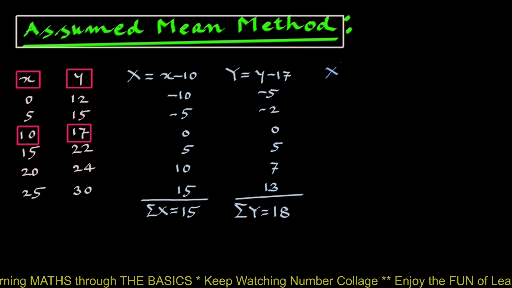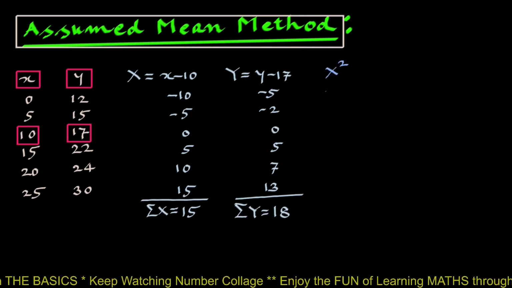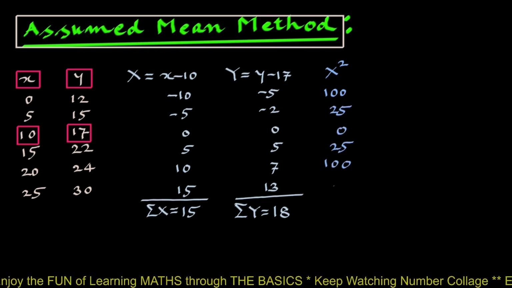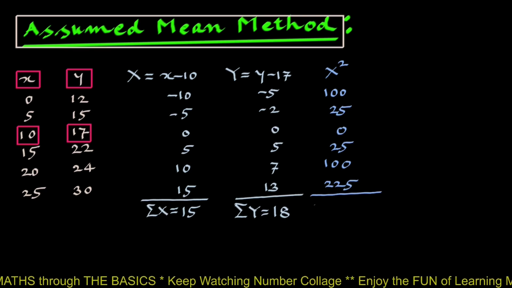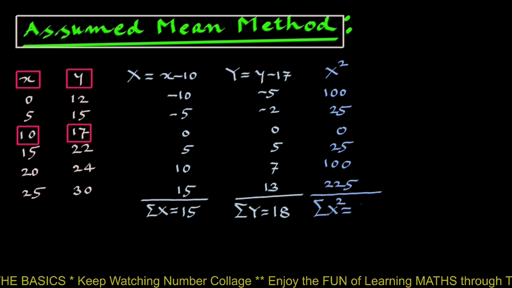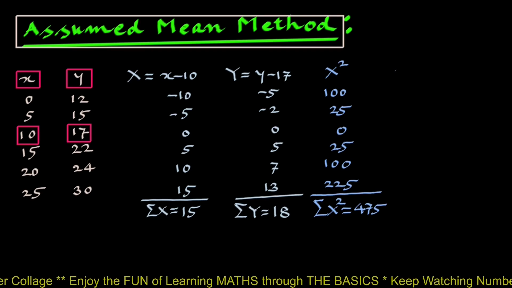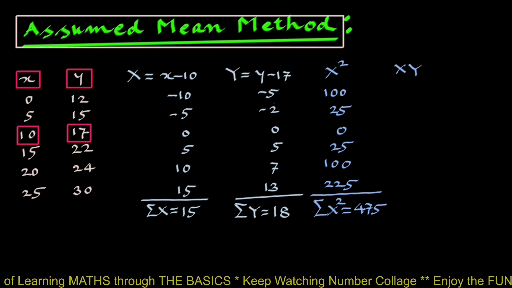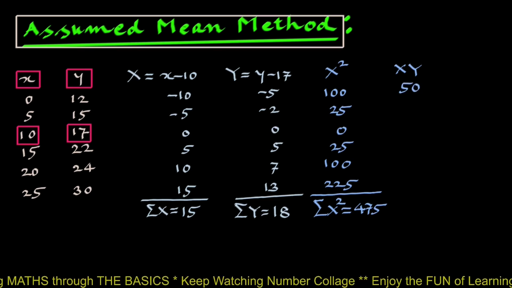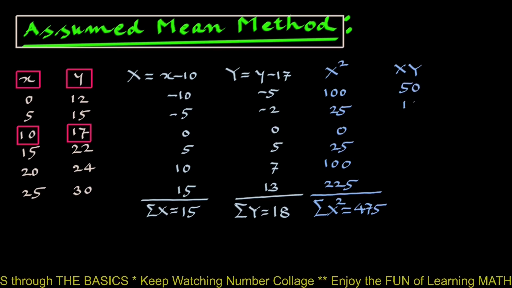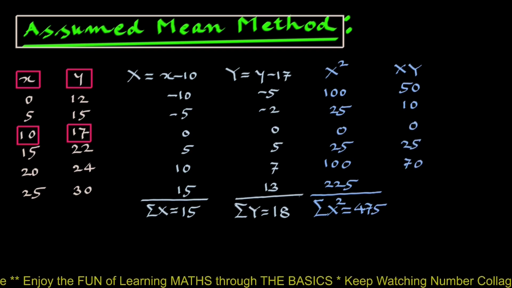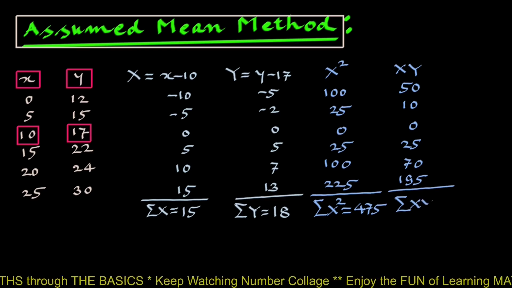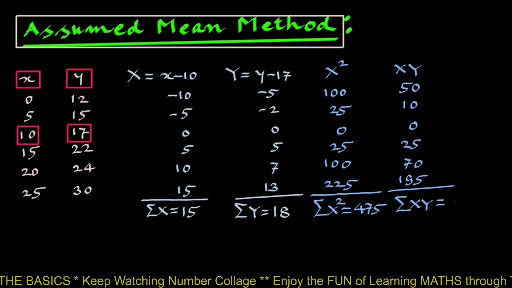Next column, capital X square, minus 10 square, 100, minus 5 square, 25, etc. and 15 square, 225. And summation capital X square will be 475. Final column, product of capital X and capital Y, minus 10 into minus 5, 50, minus 5 into minus 2, 10, etc. and 15 into 13, 195. And summation capital X into capital Y will be 350.